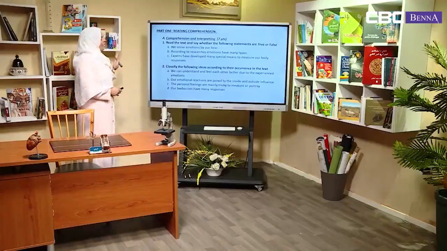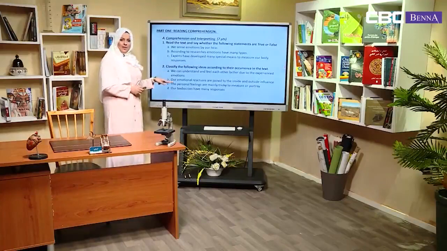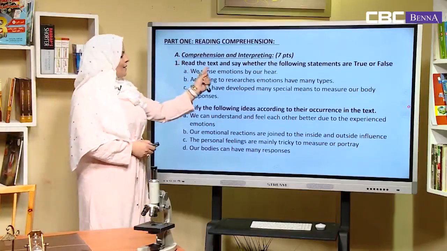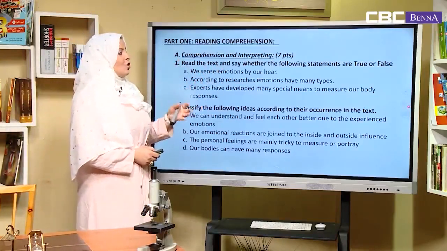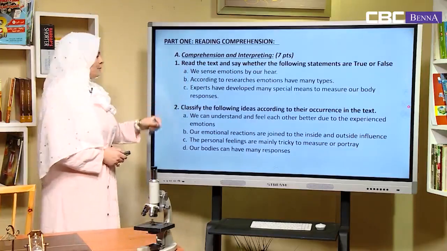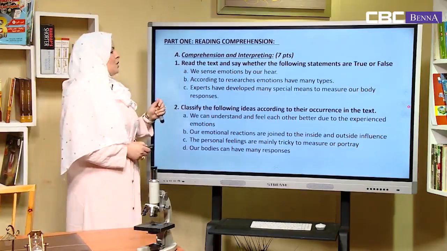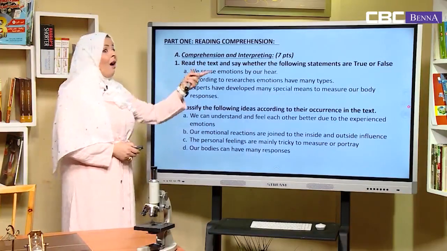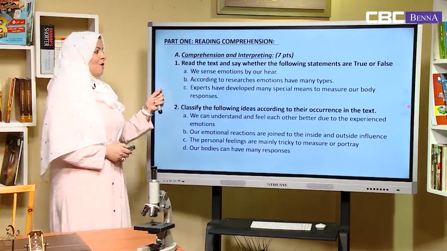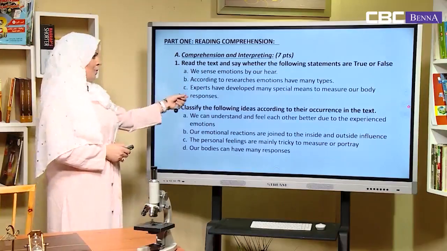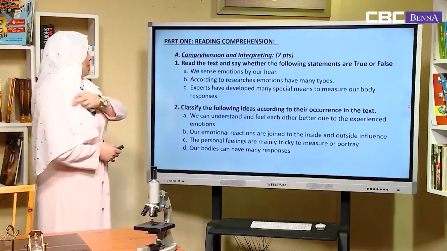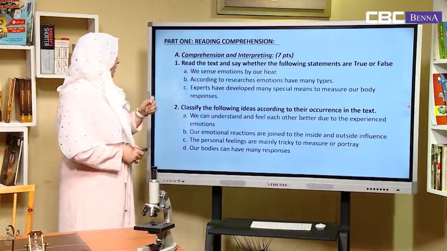So this is our text. Let's read the questions about the text. It means the comprehension, which is the first part of reading. Read the text and say whether the following statements are true or false. A. We sense emotions by our heart. B. According to researchers, emotions have many types. C. Experts have developed many special means to measure our body responses. So these are the three questions that we have in our first activity.